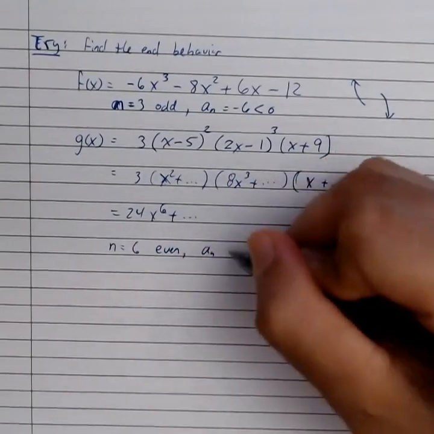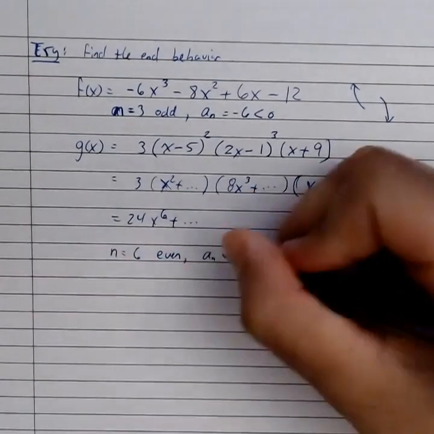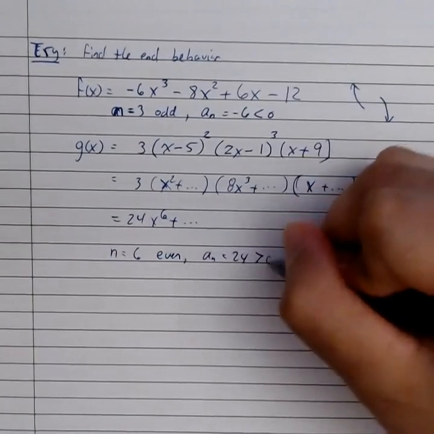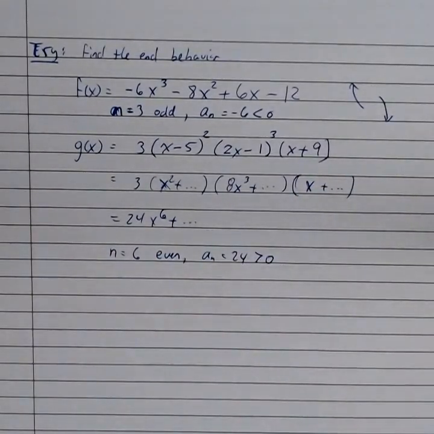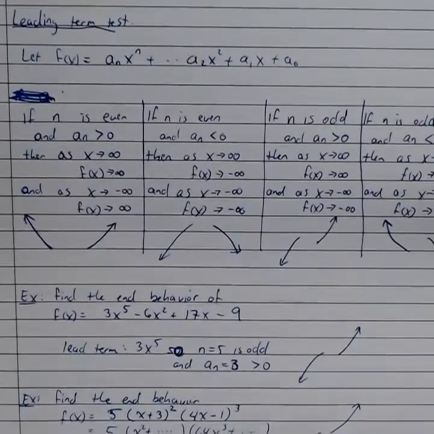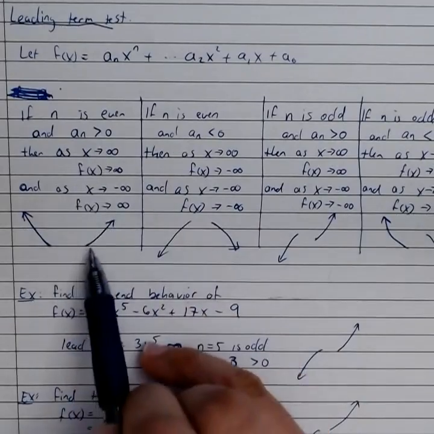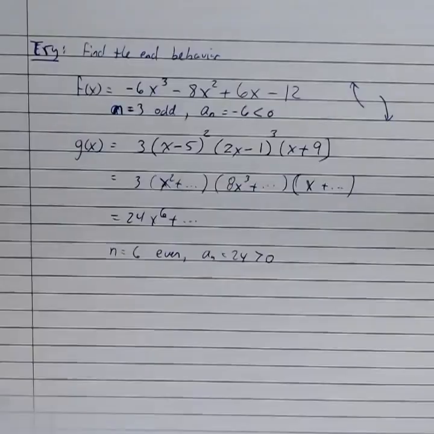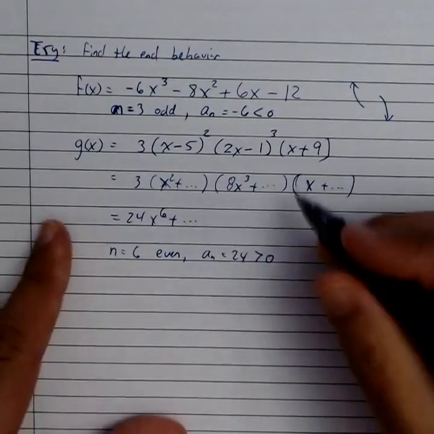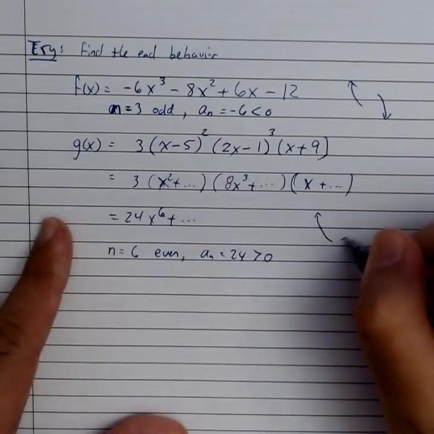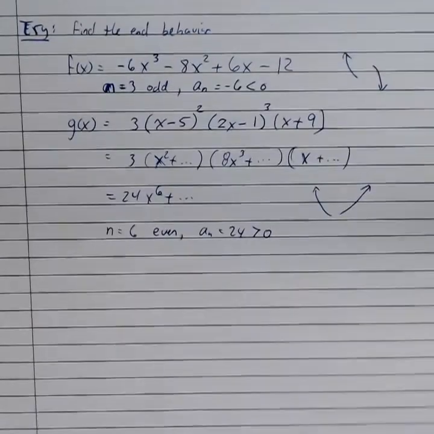And your a sub n is that coefficient 24, which is greater than 0. So now we have an even power and a positive coefficient. So here it's going to go up and up in both directions. So our end behavior for G is going to be up to the left and to the right as well. And there we go.